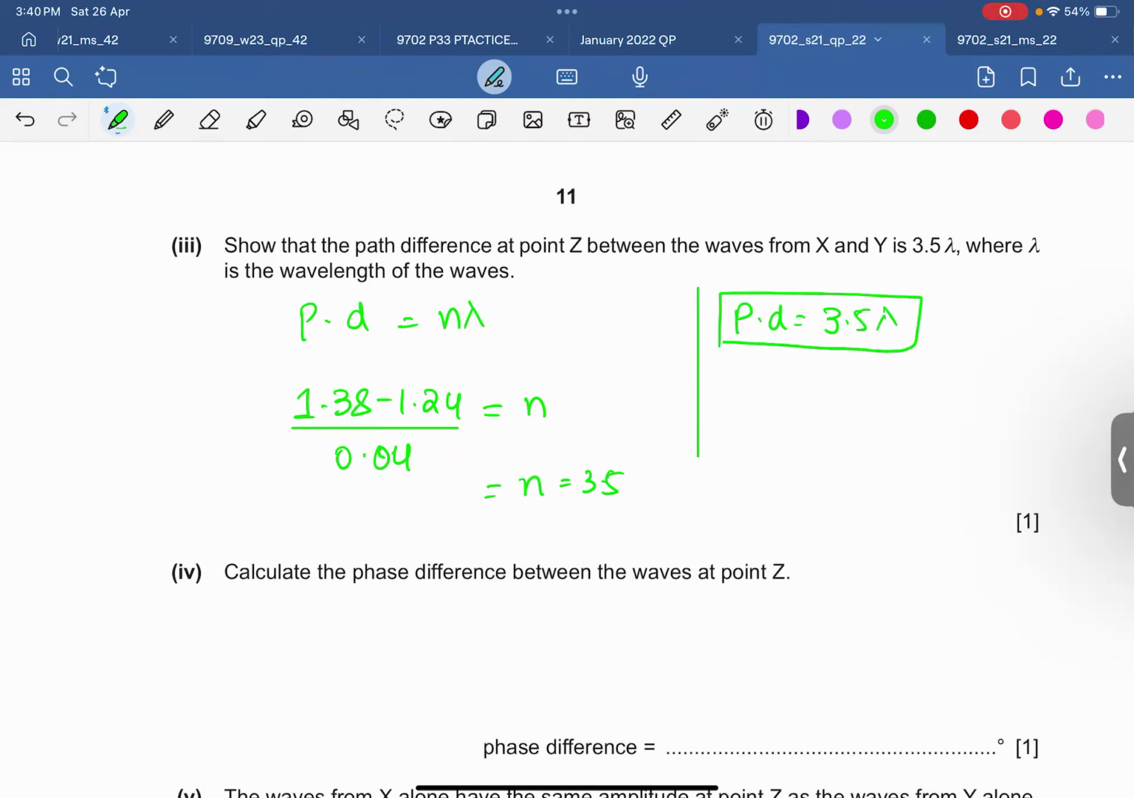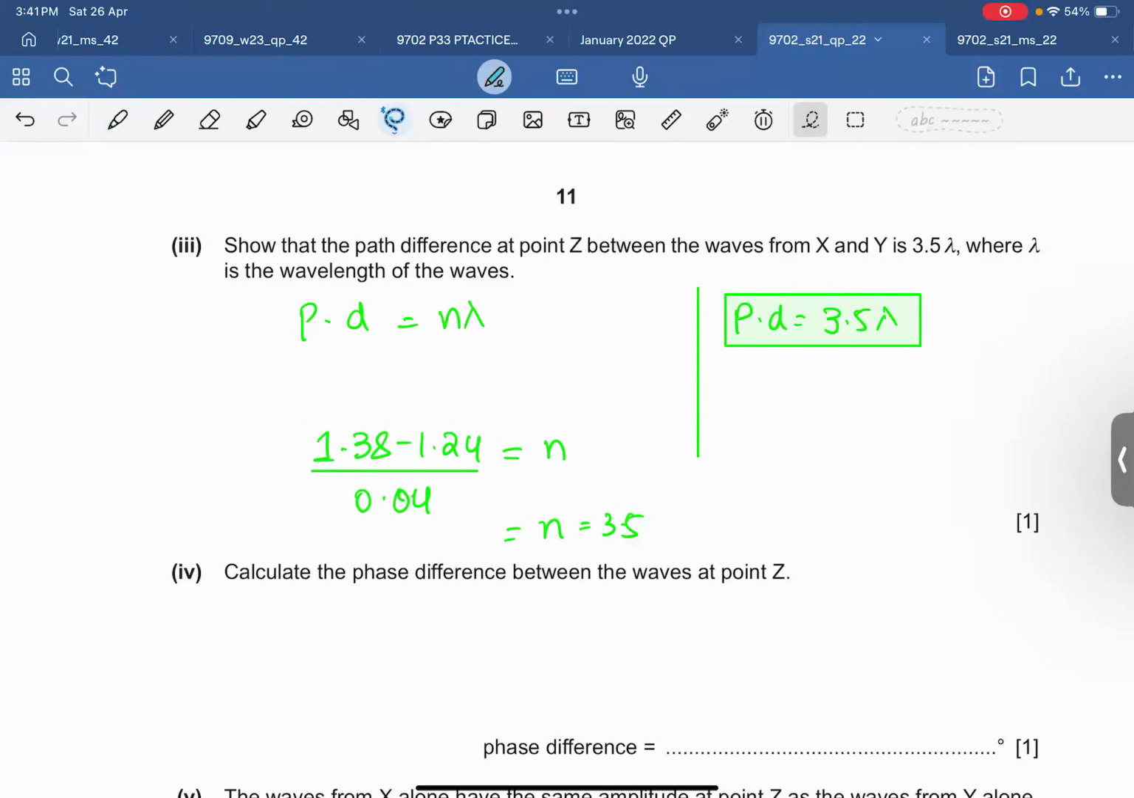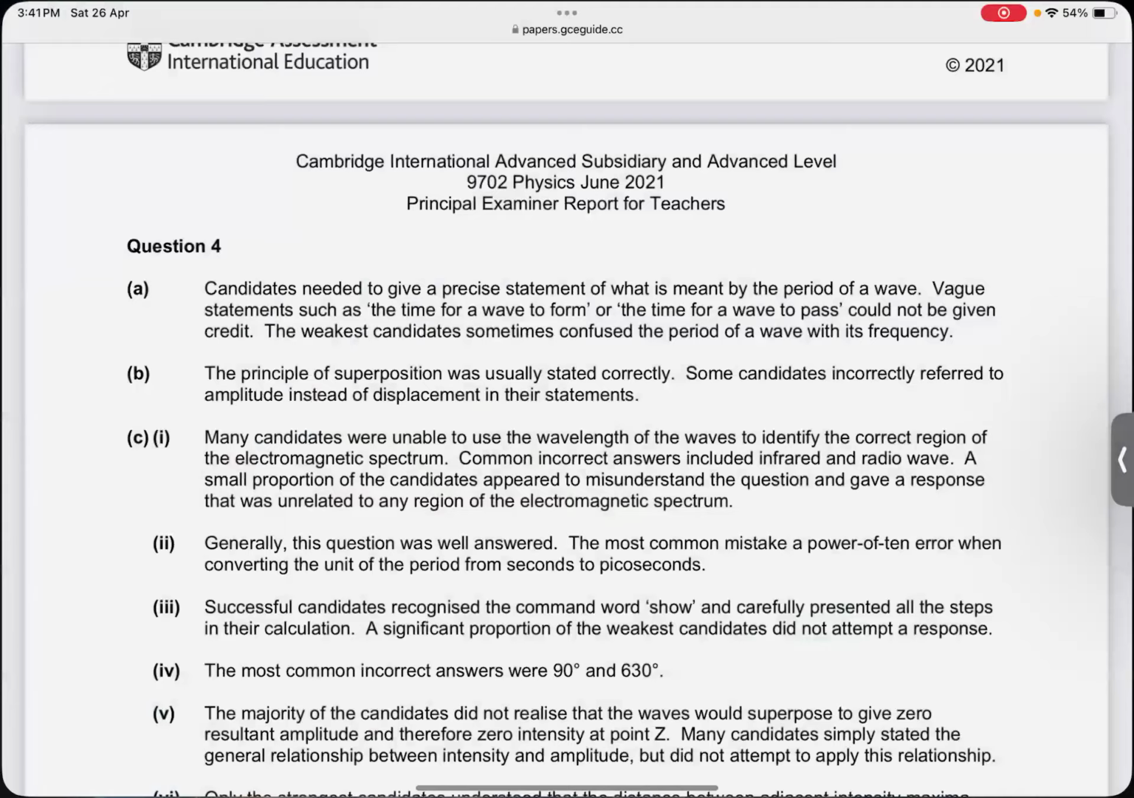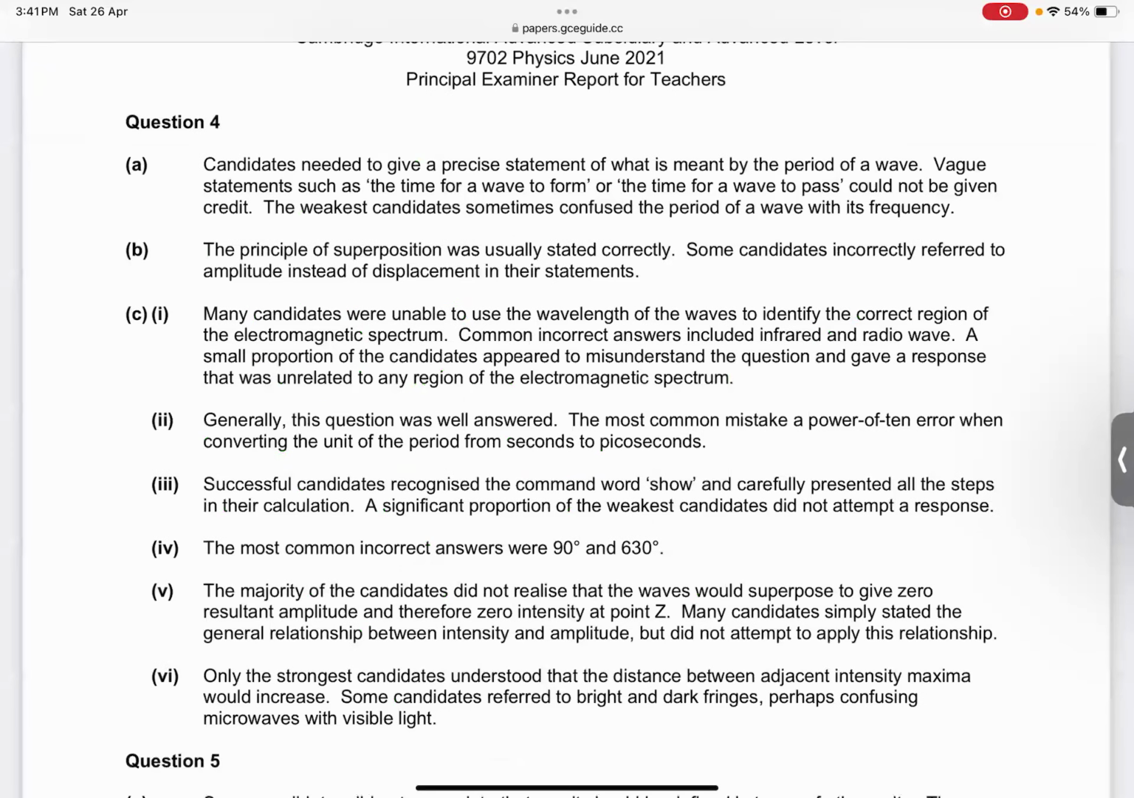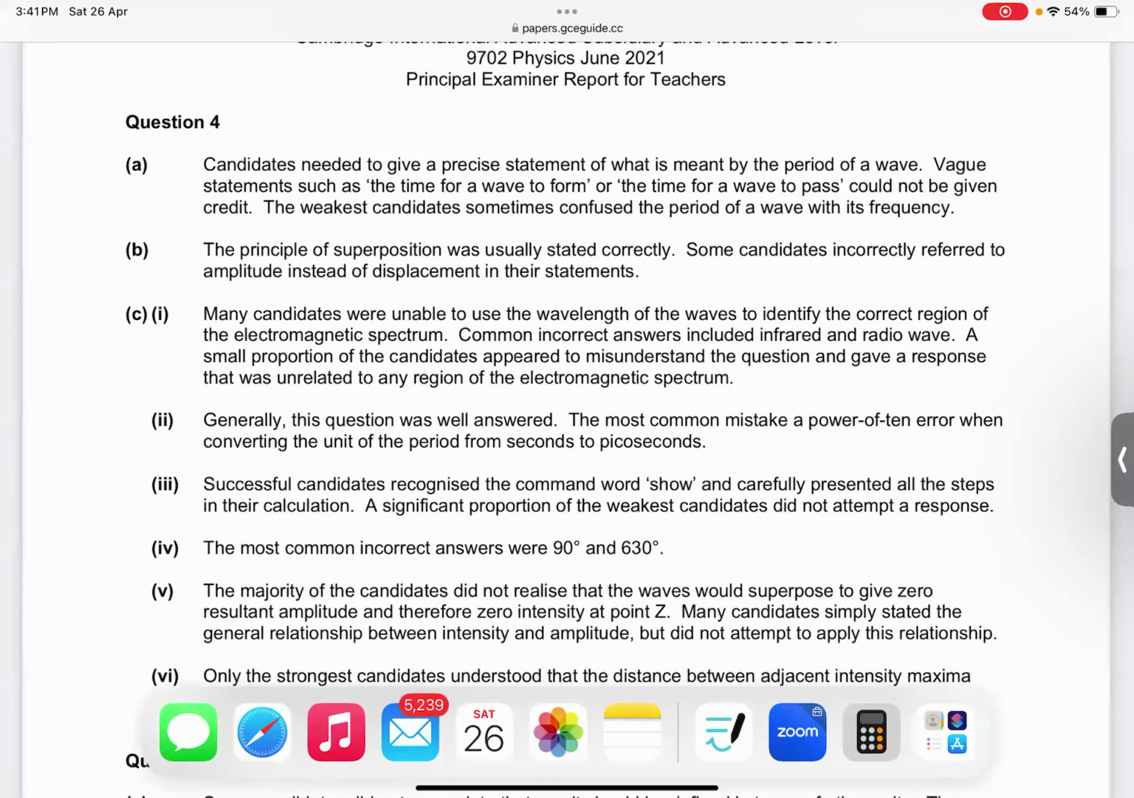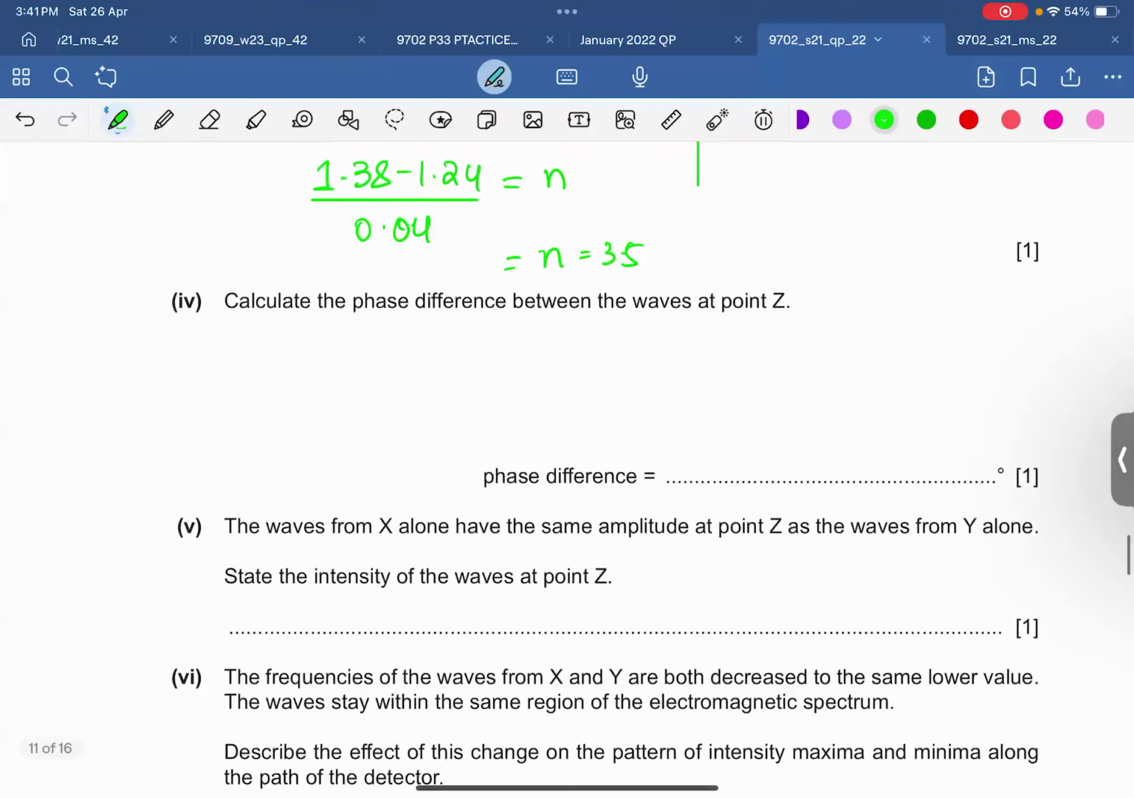Okay. Acha, by the way, in a show that question, you have to be very careful. Okay. So I think कि हम इसको एक दो स्टेप और करके लिख देते हैं, cause maybe they won't give me marks for that. अगर मैं ऐसे लिखूँ, so path difference आप कर दो 1.38 minus 1.24, and then you just move on to the other part. Okay, part 3 में आपको कह रहा है कि successful candidates recognize the command word show and carefully represent all the steps in the calculation. A significant proportion of the weak candidates did not attempt this response. Okay, yes Irfan, please move on.